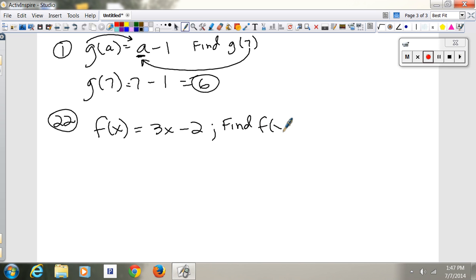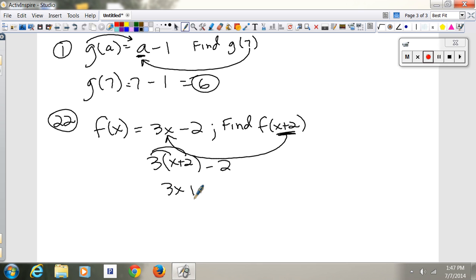and they want you to find f of x plus 2. They want you to take this x plus 2 and plug it into that x right there. So it's going to be 3 times x plus 2 instead of 3x. And then minus 2, you're going to distribute. So 3x plus 6 minus 2. When you combine those like terms, you're going to get 3x plus 4, and that will be your answer right there. You can't reduce that or combine anything from there.